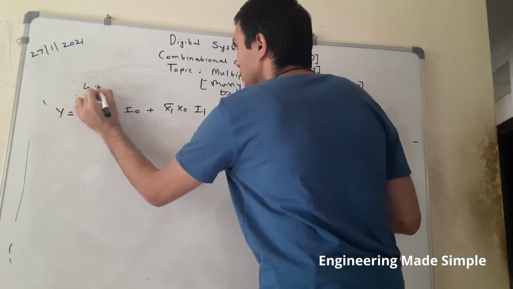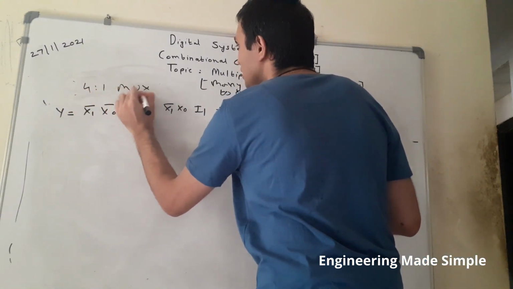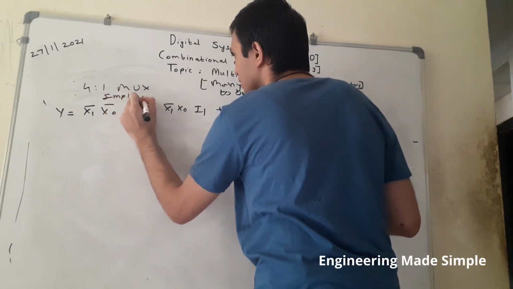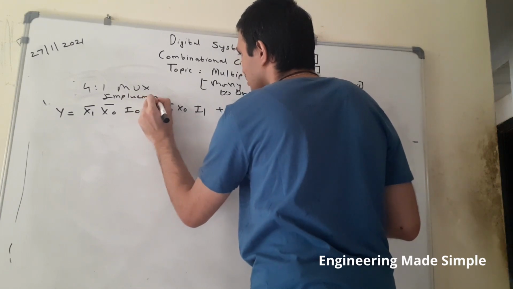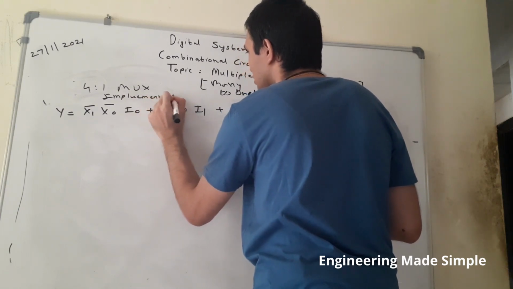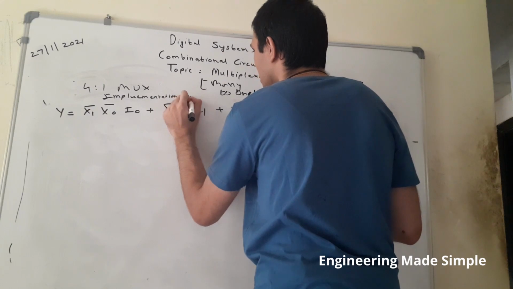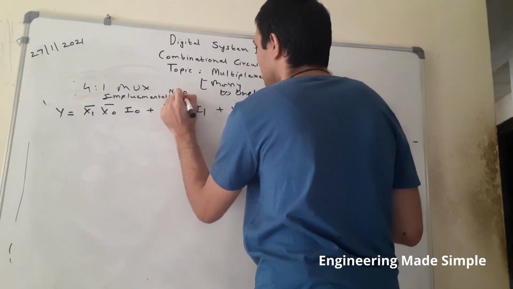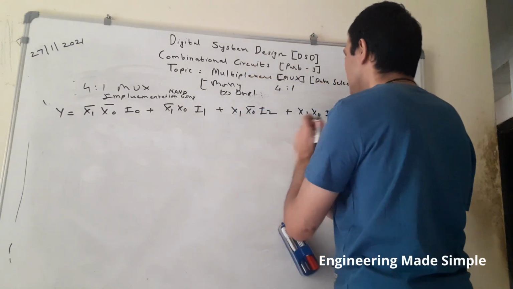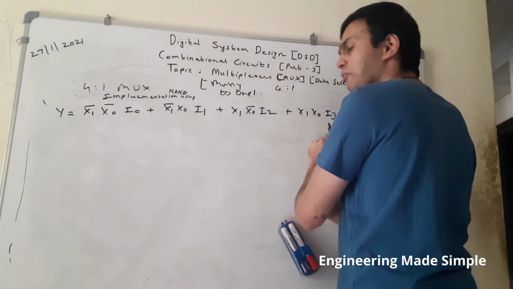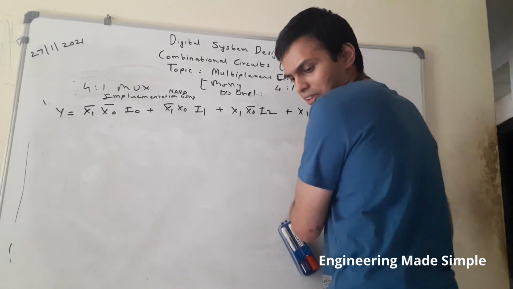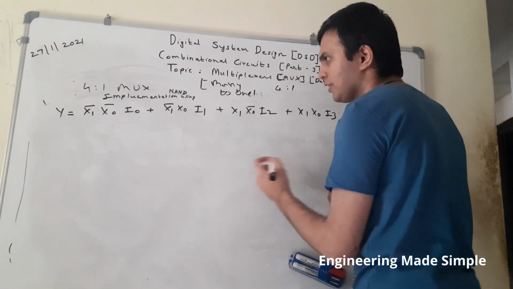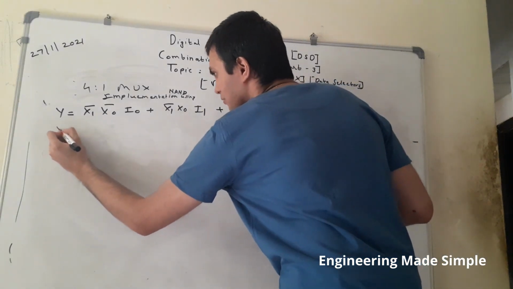So 4:1 mux implementation using NAND logic. So how will you do this? So this is the equation which we have. Now whenever we want to implement the circuit using NAND logic, what is the thing that we do over here? Firstly we will take double complement of this output equation.